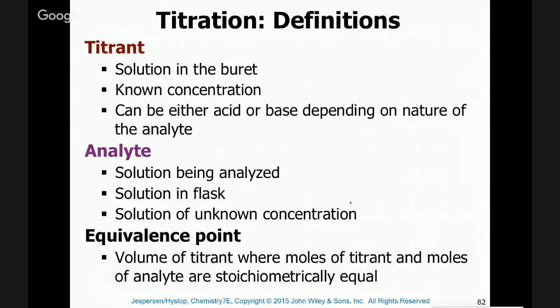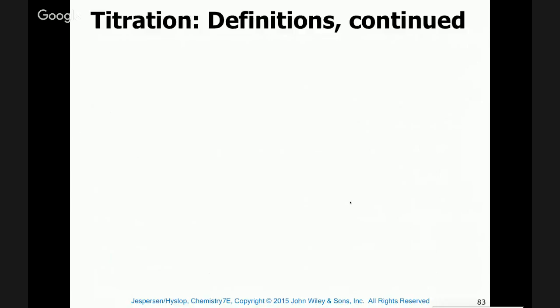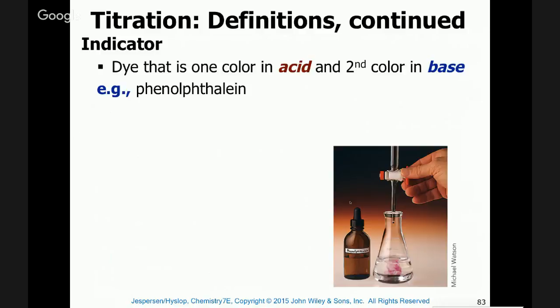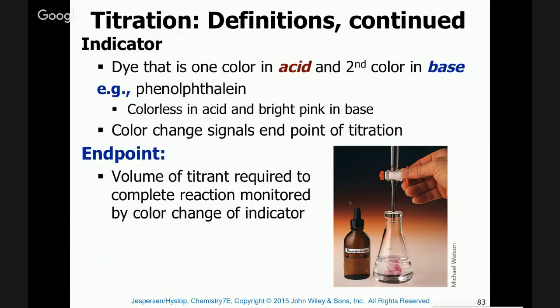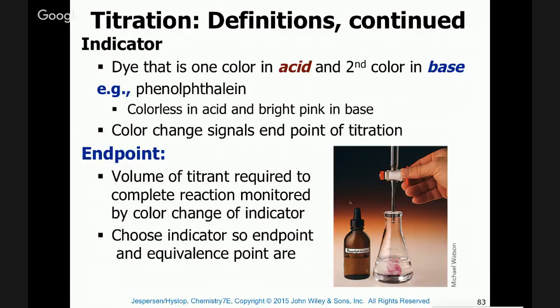Equivalence point is a volume of titrant where moles of titrant and moles of analyte are stoichiometrically equal. Indicator is a dye. Indicates the end point of titration. Volume of titrant required to completely react is monitored by the color change of the indicator. We would choose an indicator so the endpoint and equivalence point are the same.